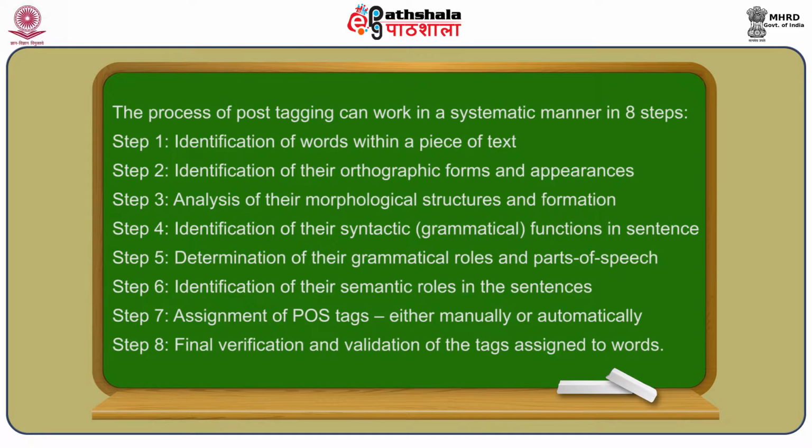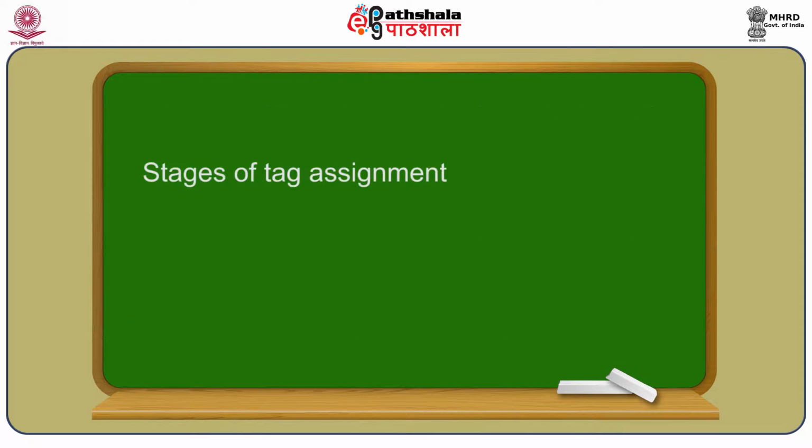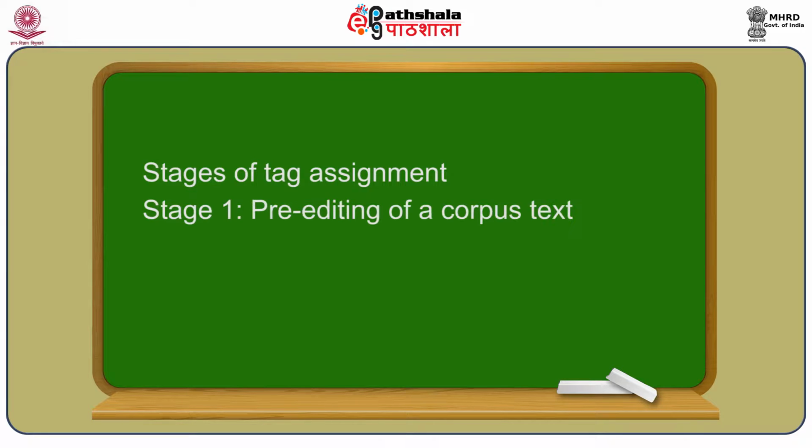So these are the several stages involved in it. Then there are several levels, the steps involved. Now there are several stages of tag assignment, POS tagging. First stage is pre-editing of a corpus. Let the corpus be appropriately prepared, entirely error-free text.